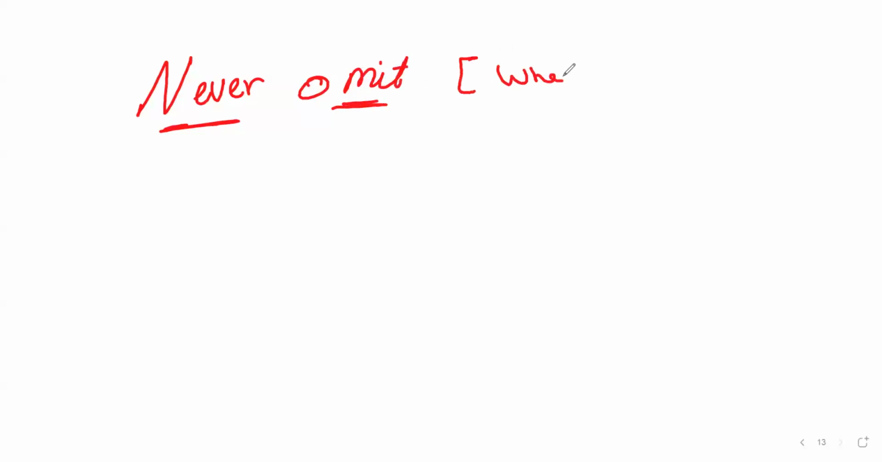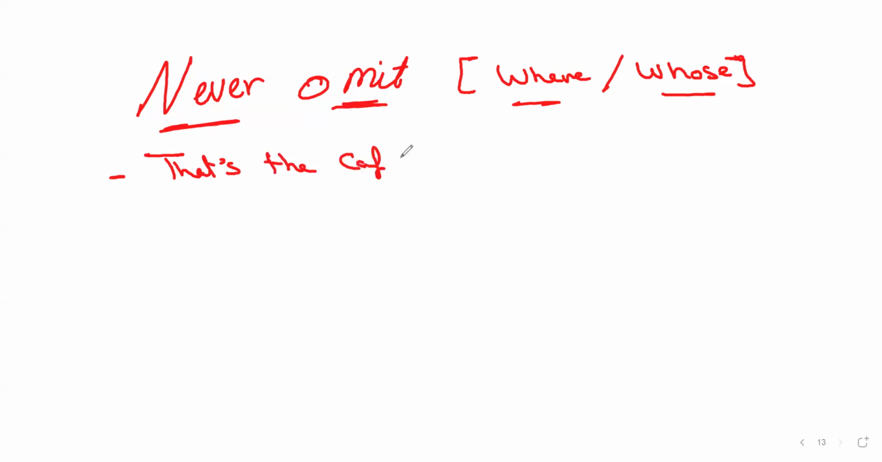So, never omit where or whose. Again, never omit where or whose. So, for example, that's the cafe where we first met. If you think that a relative pronoun here is followed by a pronoun, so it's okay, nice, fine, that we can omit it. Actually, no. Where and whose, never omit.